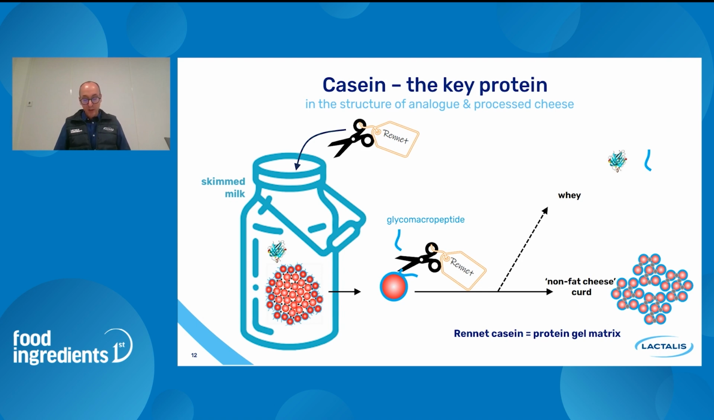In cheese making, the whey is separated from the cheese curd. In the whey, you will have the globular proteins, also called whey proteins, and the GMP. And in the cheese curd, you will have the aggregated casein.